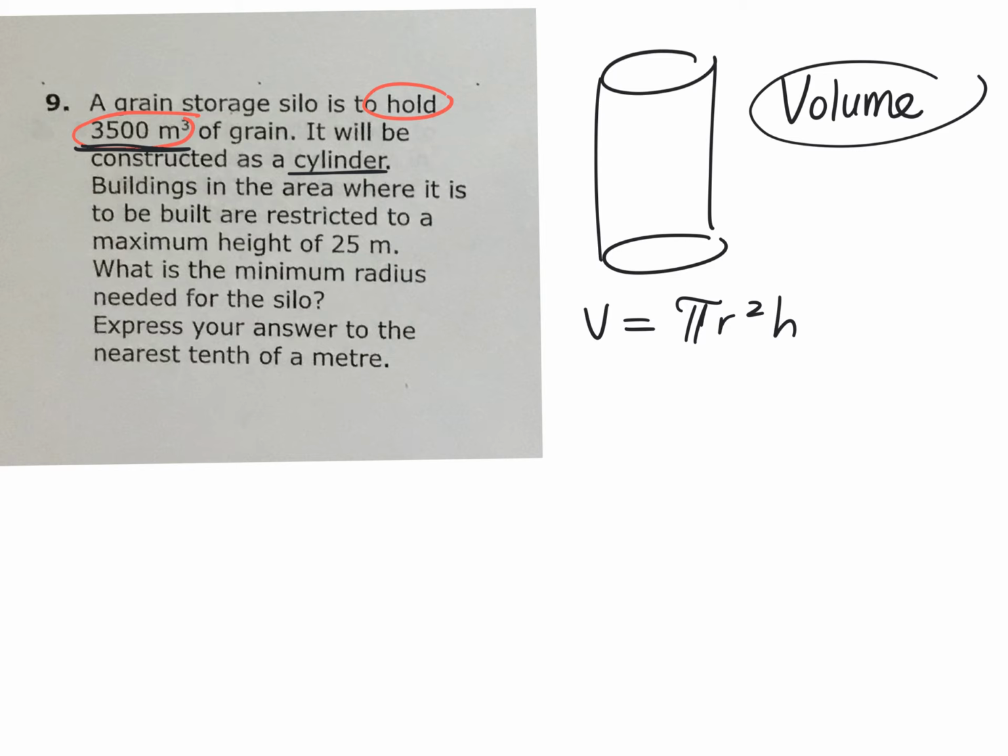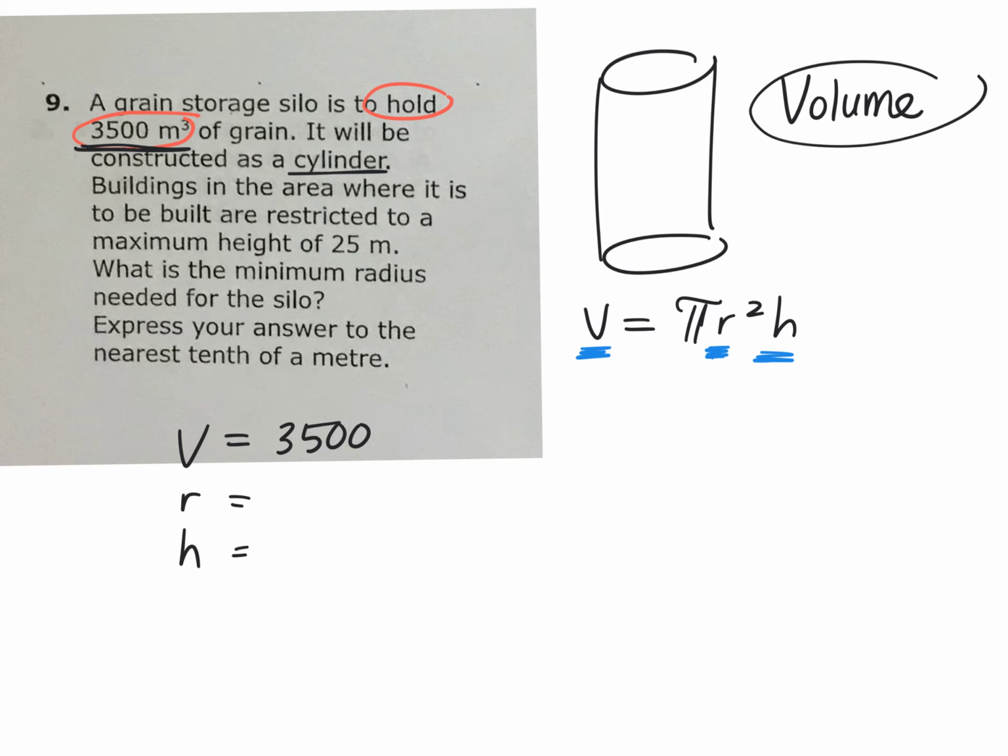There are how many variables in this formula? There's a v, and then what else? An r. Pi is not a variable. And there's an h. So let's write the letters on the side of the page, because what we're going to do is we're going to plug them into the equation, right? That's what you're doing. So we know the volume is 3,500.